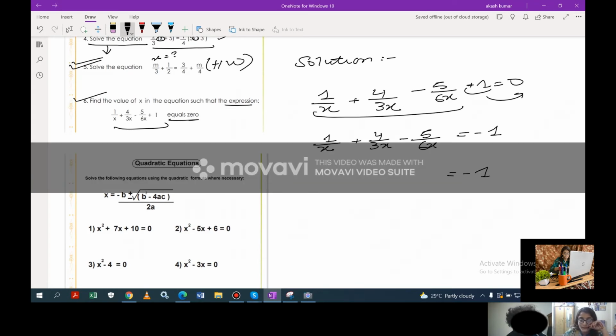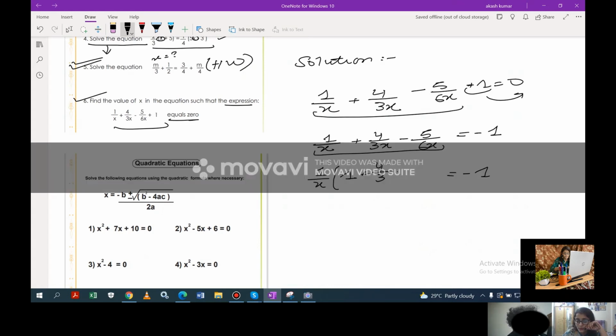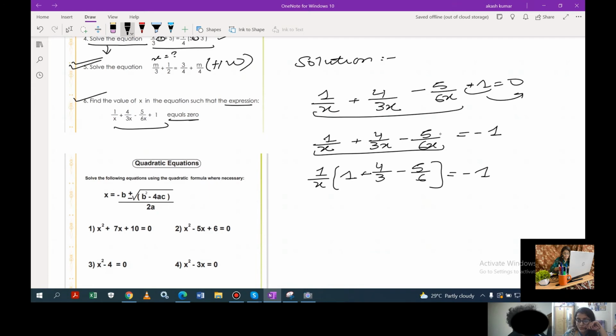To solve it further, can we take 1 over x common from this expression? Like this, 1 over x taken common, then what will be left here? 1 plus 4 over 3 minus 5 over 6. Taking 1 over x common from this expression, we are left with 1 plus 4 over 3 minus 5 over 6. Is it clear? Okay, great.